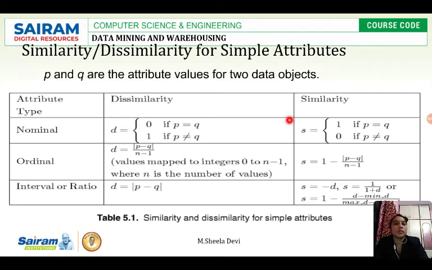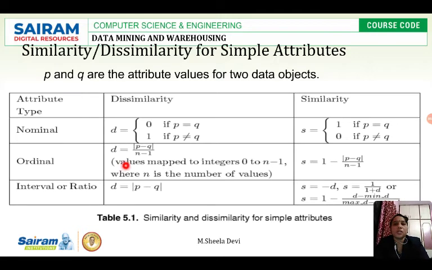And for nominal values, how can we calculate the similarity S between two objects? Same thing: P and Q are the attribute values of two data objects. If P is equal to 3 and Q is equal to 3, then they are similar, and the similarity is equal to 1. If P is equal to 3 and Q is equal to 2, they are not equal, so similarity is 0. If they are not equal, dissimilarity will be 1; if they are equal, dissimilarity is 0. This is vice versa.